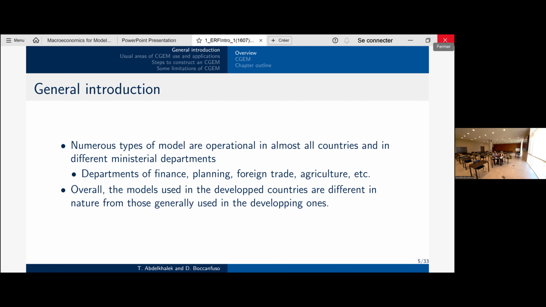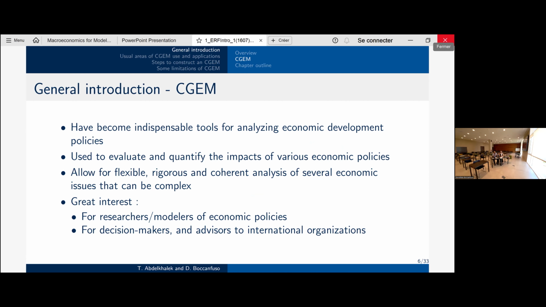The CGE models are generally disaggregated, and macroeconomic models are aggregated. So there are two types of model when we are in tools in economic analysis. There is econometric modeling and there is a CGE modeling. The macroeconomic modeling are more used in developed countries, and the CGE models are used in the developing countries.